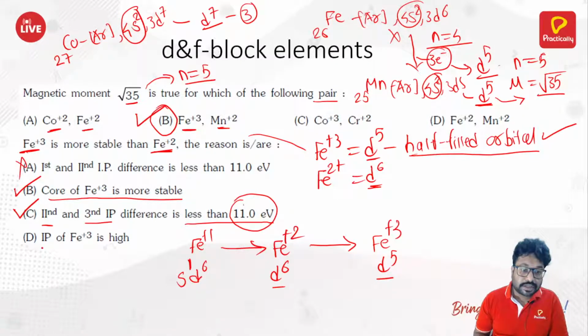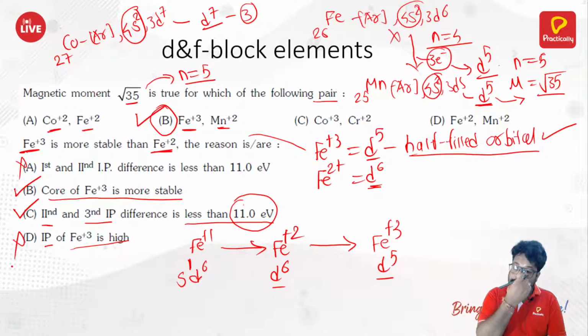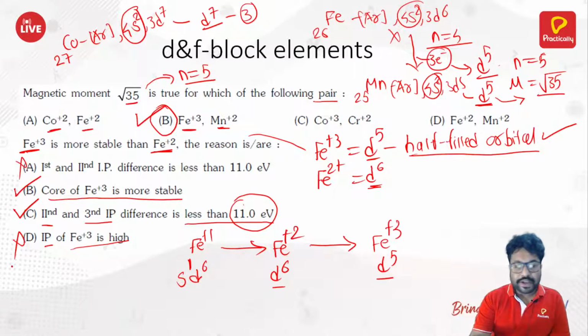A cannot be the answer. D is surely not your answer. Why? Because the ionization potential is quite high, that is what they have said, and had that been the case, this wouldn't have been the situation. That is why our answer here is B and C. Okay, moving ahead.